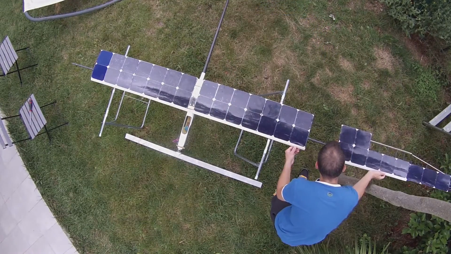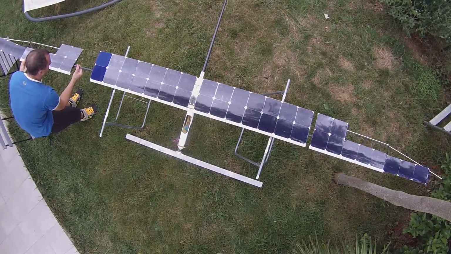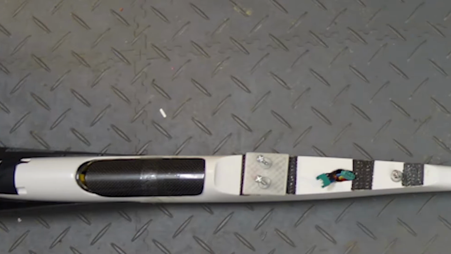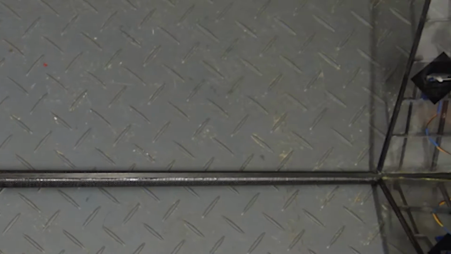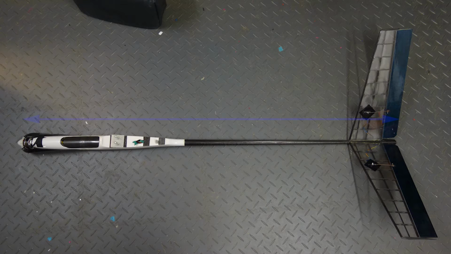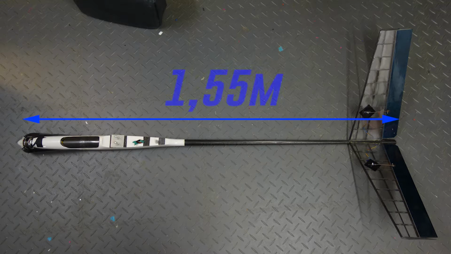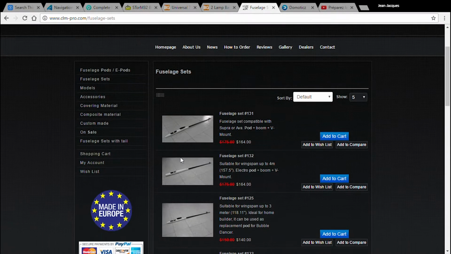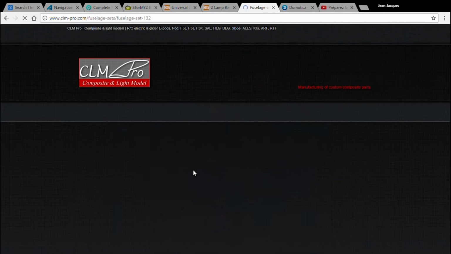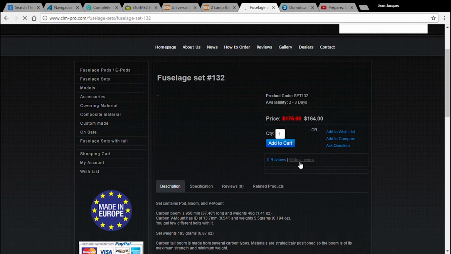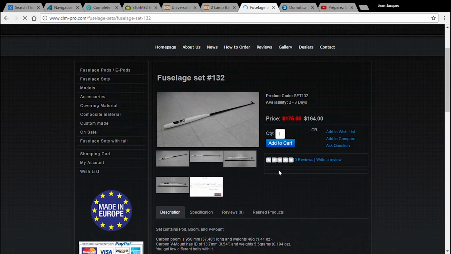Hi guys, this video is about our solar glider structure. The plane wingspan is 410 meters and the weight is about 36 kilograms. The fuse is 155 meters long and very thin, an F5G model. It comes from CLM Composite Company. It's made of carbon and Kevlar.